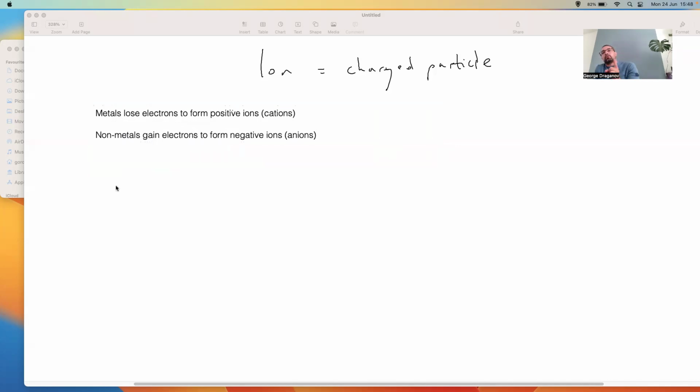Now, if you gain one electron, you become a charge of -1. If you gain two, you become -2. If you lose one, you become +1. If you lose two, you become +2. So let's just see a few examples of metals and non-metals.